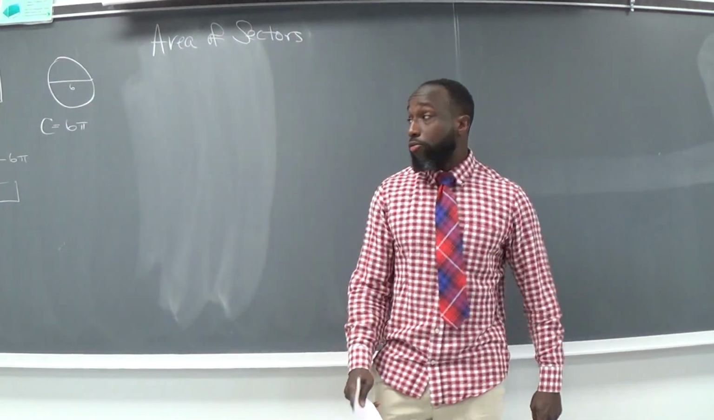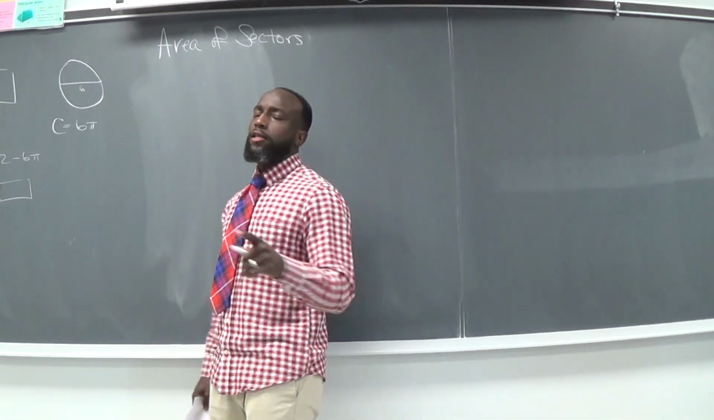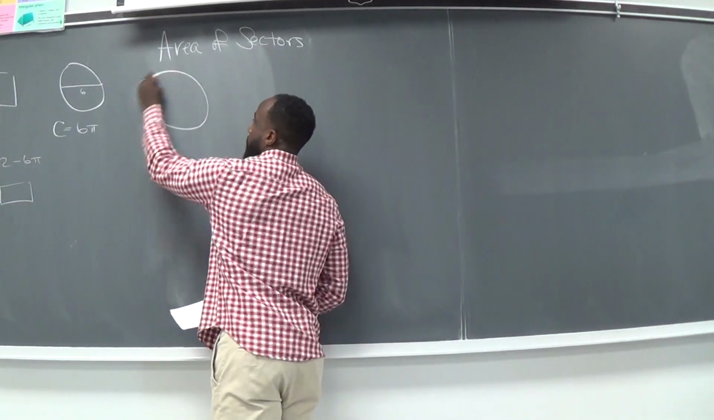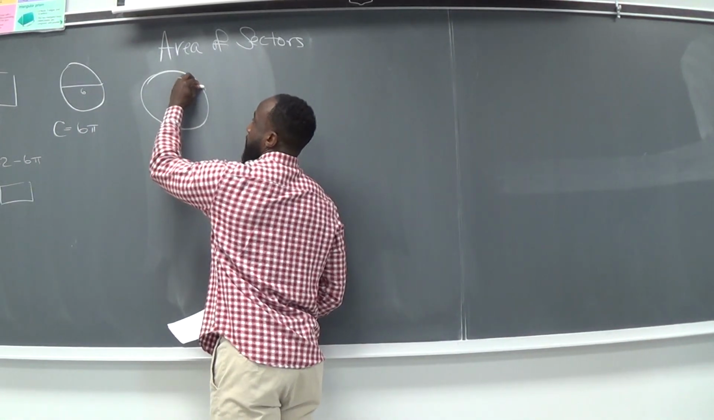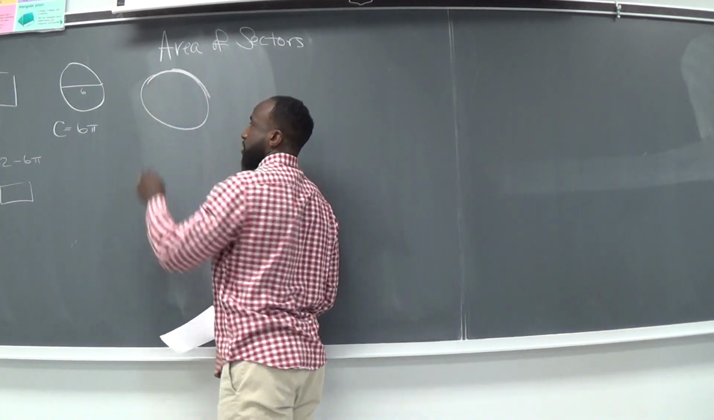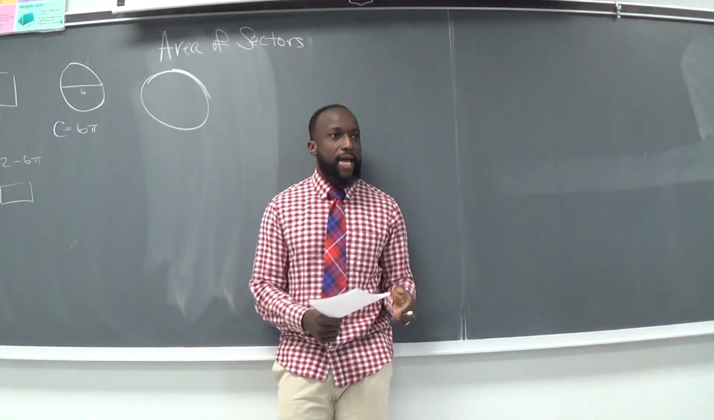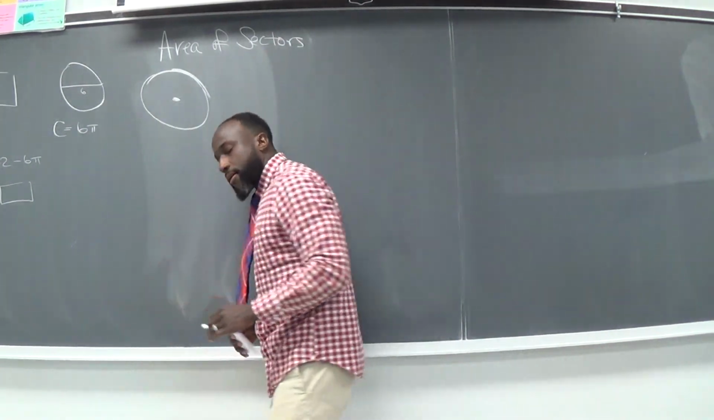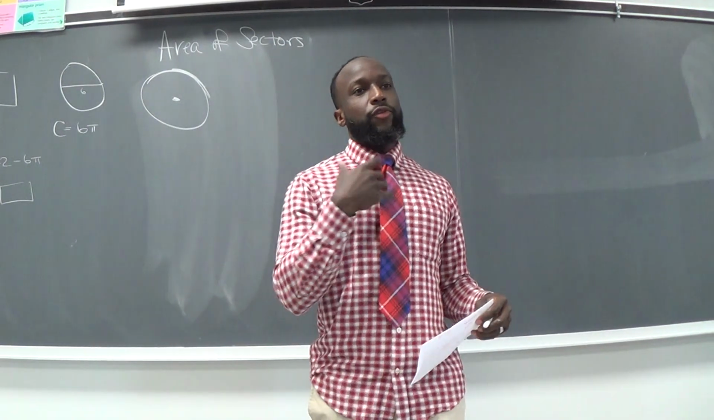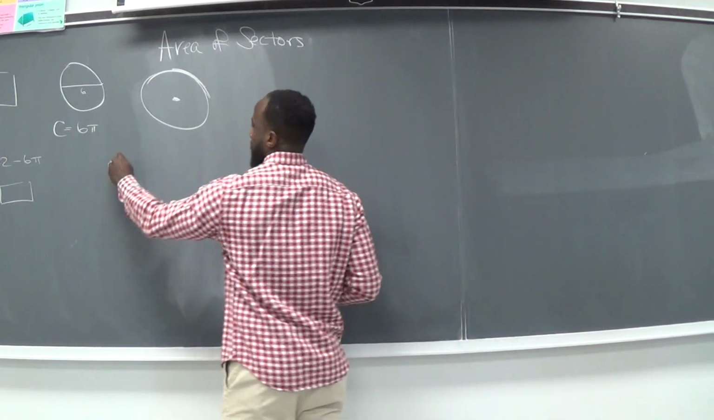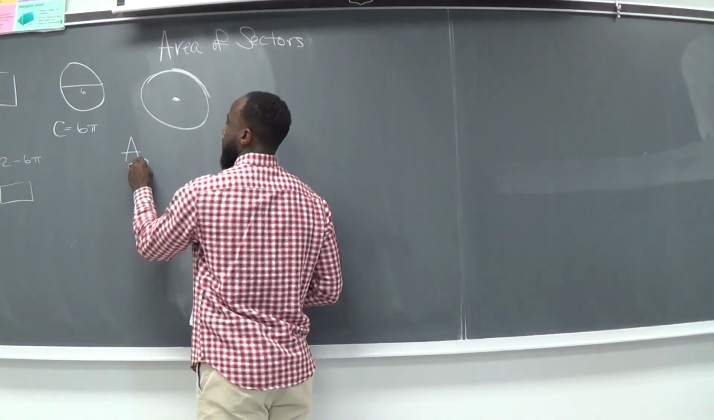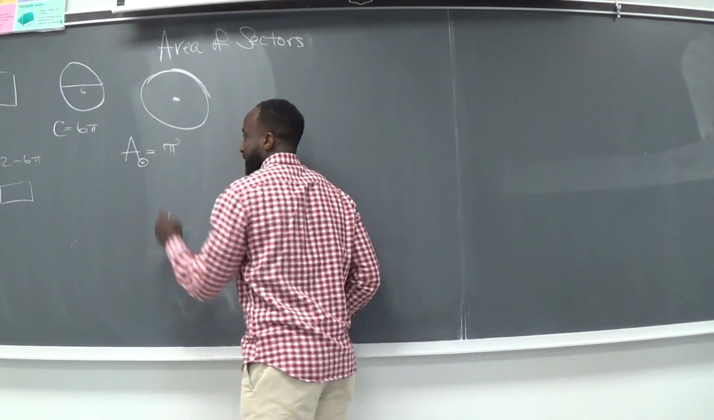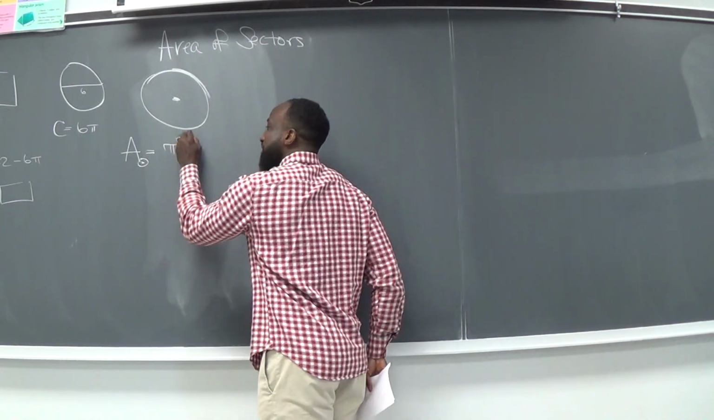Right. So, we already talked about arc length, right? Arc length was focused around the portion of the circumference. Today we're going to look at the inside of the circle. So, first and foremost, we need to review what the area of a circle is. We talked about it before. The area of a circle is what? Yes, pi times the radius squared.